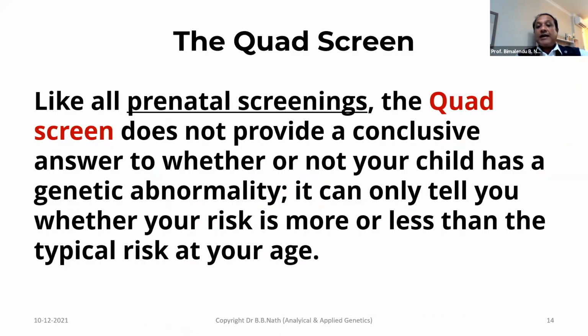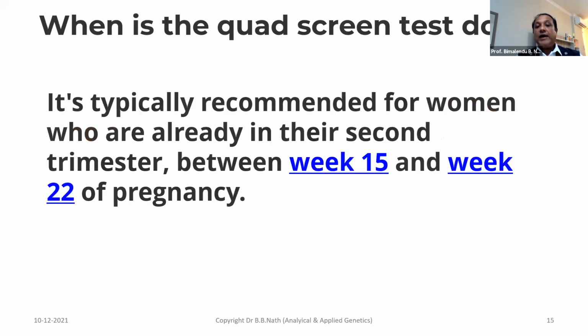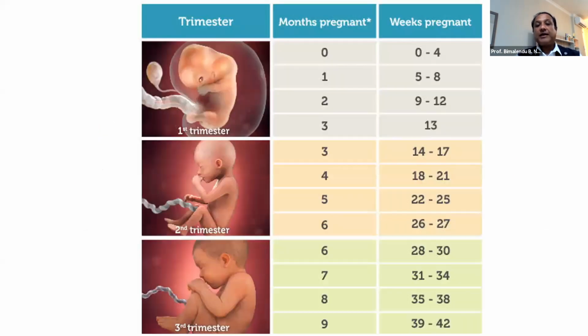So like all prenatal screening, the quad screen does not provide a conclusive answer as to whether or not your child has a genetic abnormality. It can only tell you whether your risk is more or less than the typical risk at your age. This test is typically recommended for women in the second trimester, between week 15 and week 22 of pregnancy.